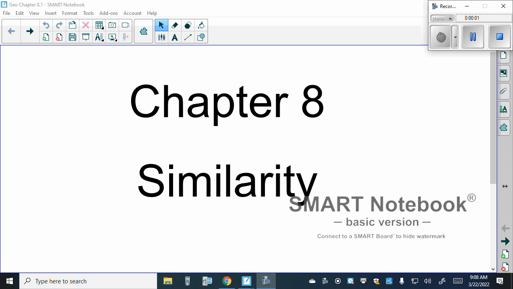Going to go on and get started with today's lesson. What we're starting today is Chapter 8. Chapter 8 is going to be over similarity.